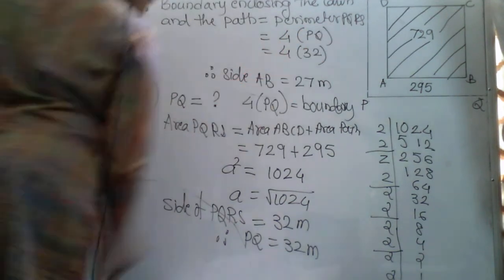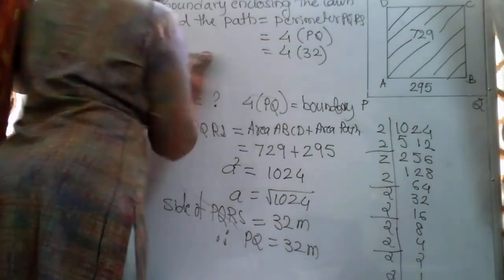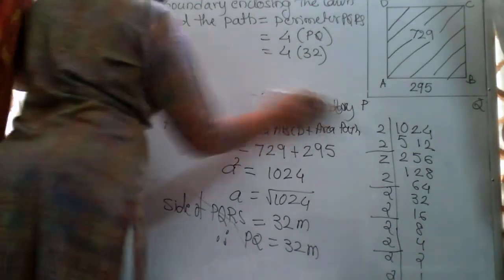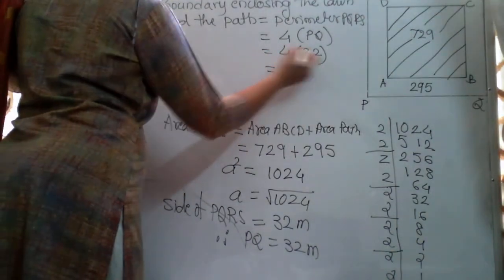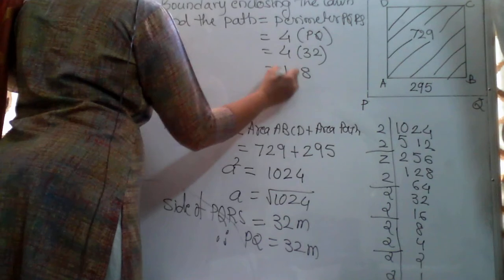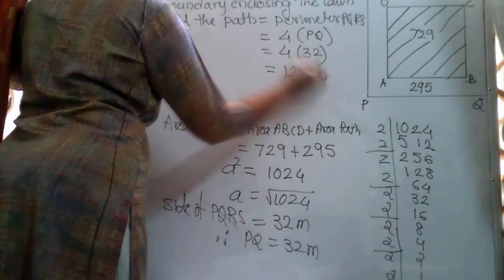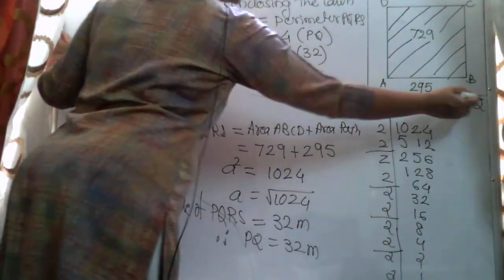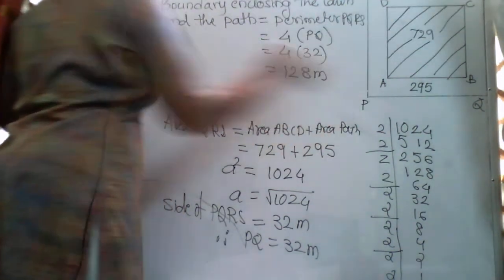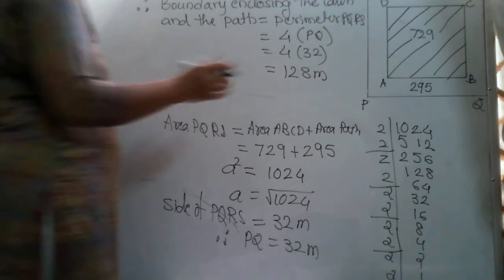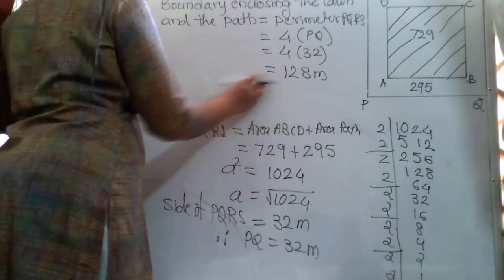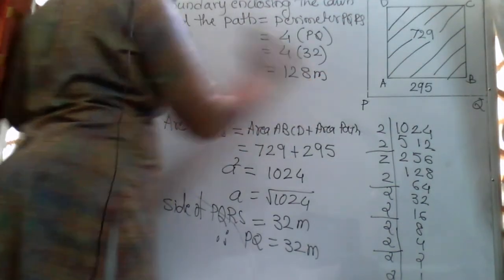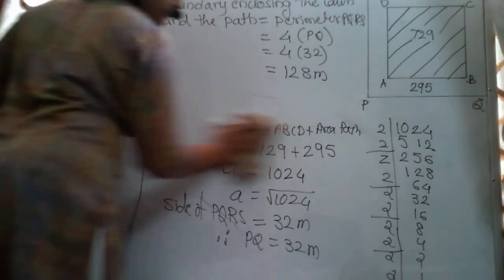How much do you get? Here you have, this is going to be 4 2s are 8, 4 3s are 12, 128 meter. So PQ, QR, RS, SP, which is enclosing the grassy land as well as the path, has a perimeter of 128 meter.